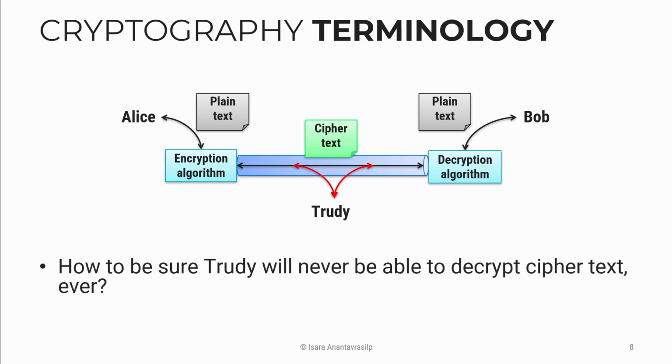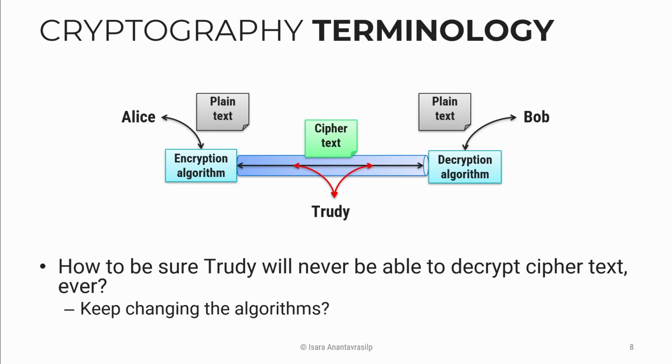So how could you be sure that Trudy will never be able to understand or decrypt the ciphertext, like ever? Well, there could be a few things. We could maybe keep changing the algorithm. Every time Alice sends things to Bob, Alice would say, okay, now we're gonna use algorithm 1, algorithm 2, algorithm 3. This would be comparable to changing the lock all the time.